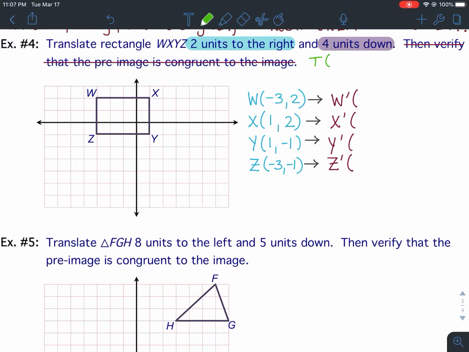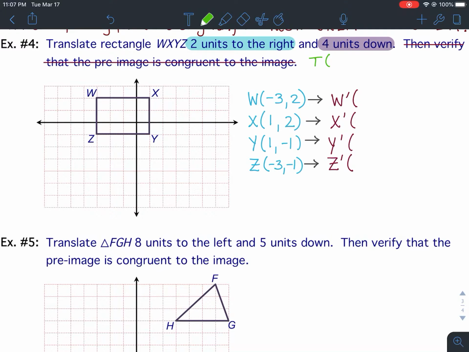Now I already wrote the original coordinates down just to save some time. W is at -3, 2, X is at 1, 2, Y is at 1, -1, Z is at -3, -1. You could always pause the video until you get that written down. And then let's go ahead and find our prime points.